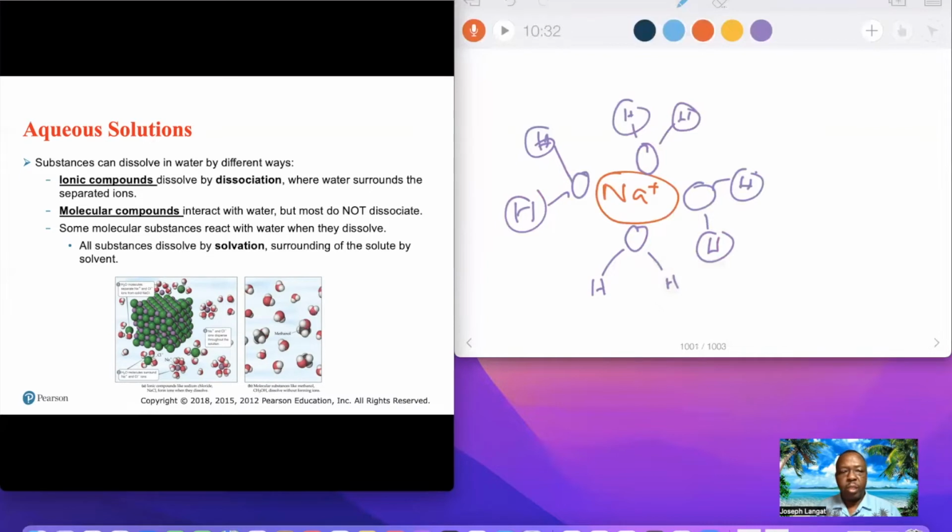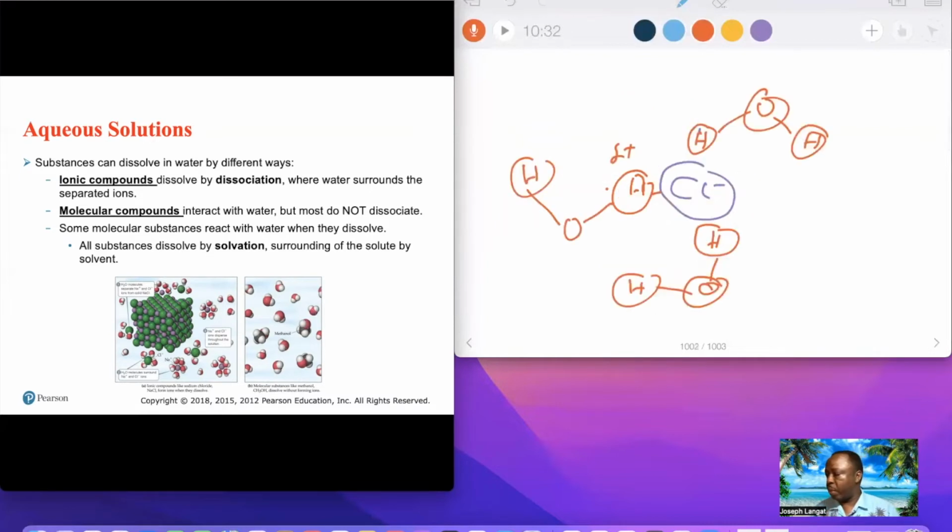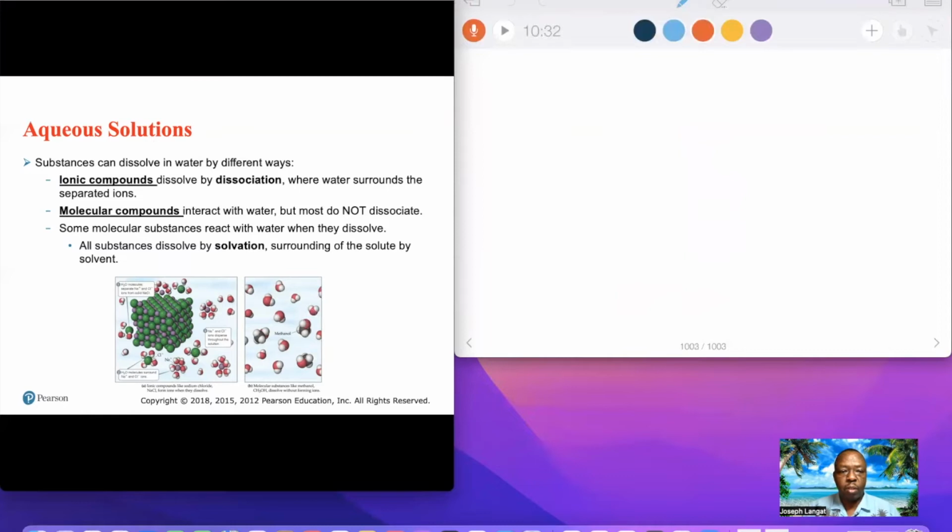Now, solvation is a general term because it varies from solvent to solvent. If water is the solvent, we call this hydration. You have heard about being dehydrated. When something gets dehydrated, that means water molecules are driven off. So here is a typical example of hydration.